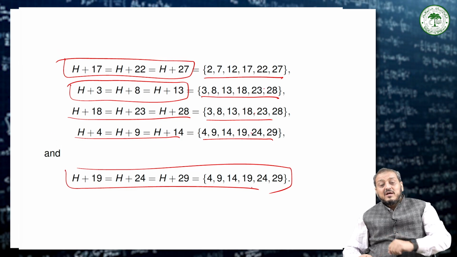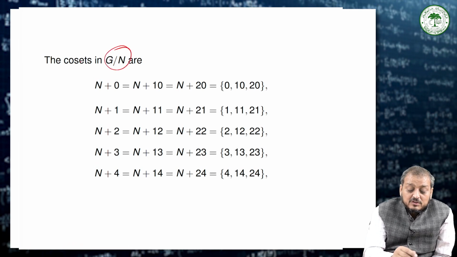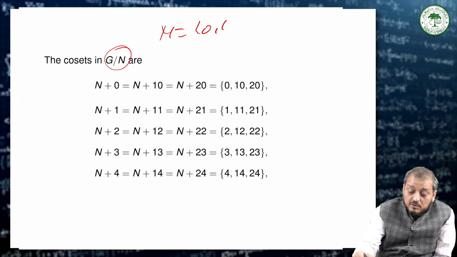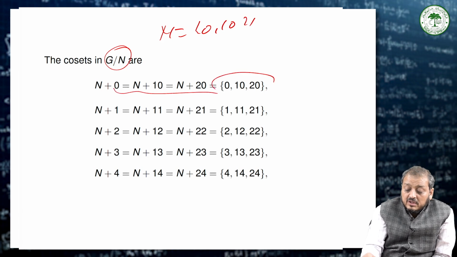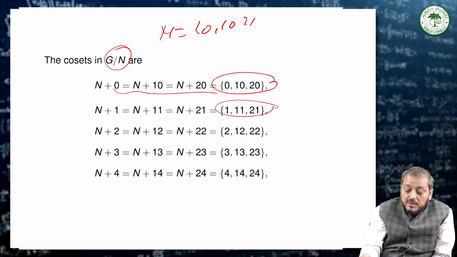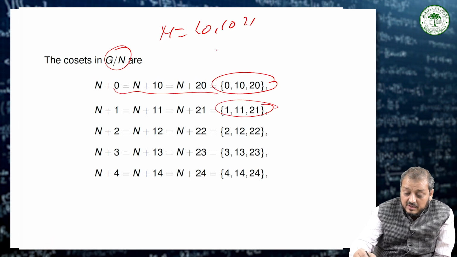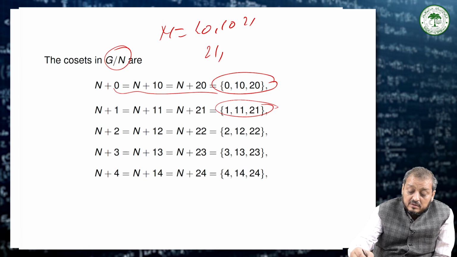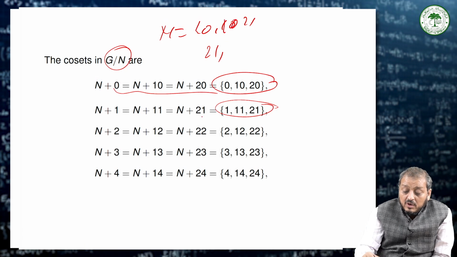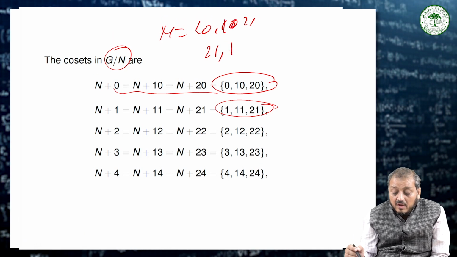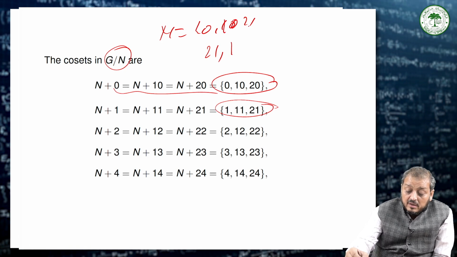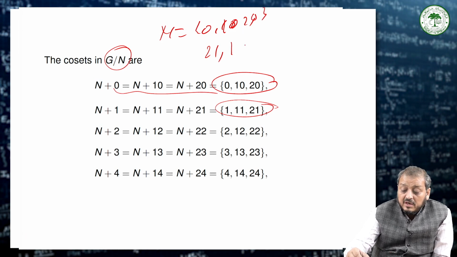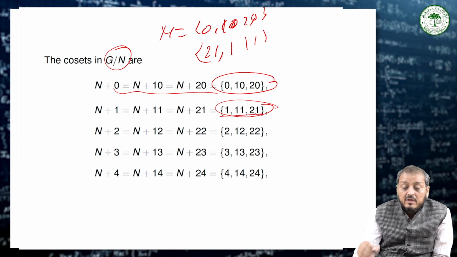And now we have to calculate the other one, the G by N cosets, of the form N plus G. So N is equal to 0, 10 and 20. So 0, 10, 20 gives the same thing. Now 1, 11, 21 gives the same coset. If I take 21 plus 0, that is 21, and 21 plus 10 is 31, which is equal to 1, and then 21 plus 20 is 41, which modulo 30 is equal to 11. So you have 1, 11 and 21 as the same coset.